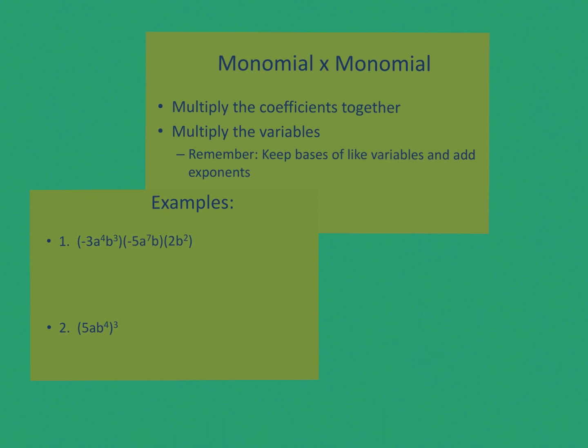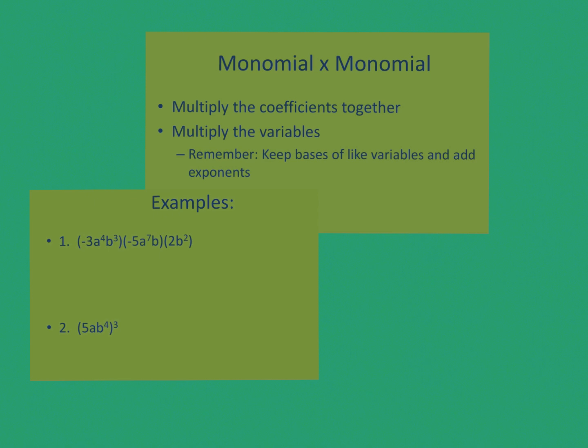Any variable that is the same, keep in mind those are our bases, and we're going to add their exponents. So when I look at a term with a whole bunch of x's in it, I look at just the x and add each of those exponents together. Same with y's in different terms, or a's or b's. Anything that's alike as a base, I'm going to add those exponents together. That coincides with our exponent rules from earlier this week. So we have some examples.